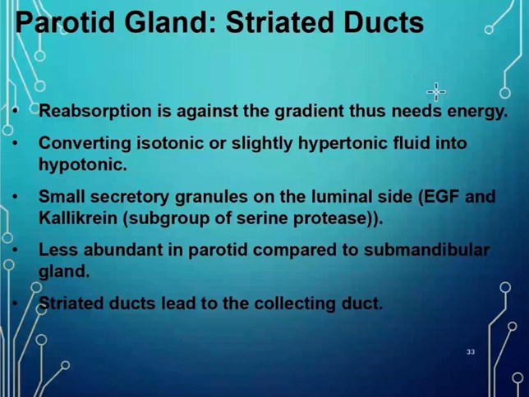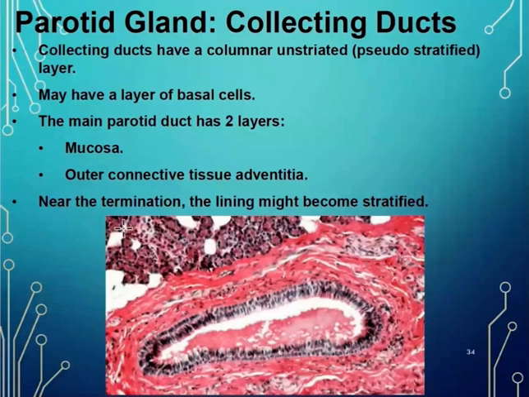The striated cells exhibit secretory granules on the luminal side, containing some epidermal growth factor, lysozyme, kallikrein, and also secretory IgA. The granules are less present here in the striated ducts, and less abundant in the parotid gland.